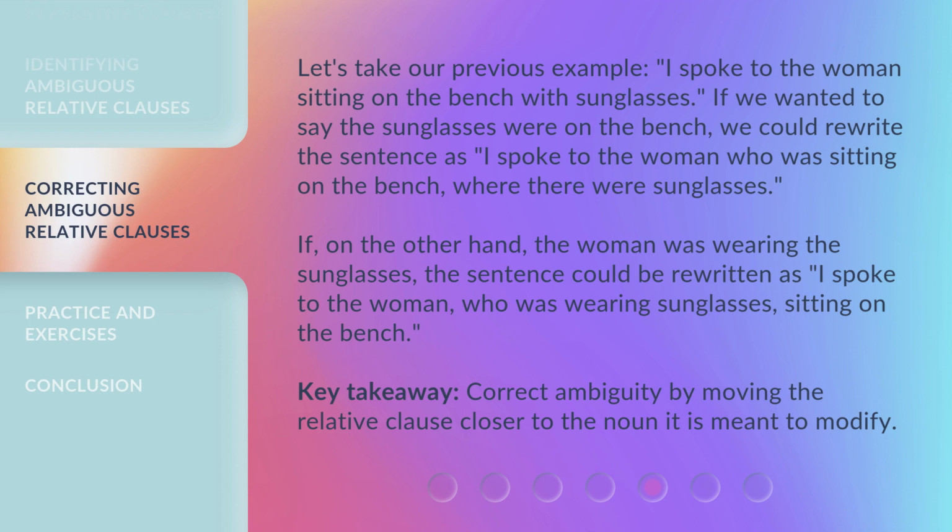If we wanted to say the sunglasses were on the bench, we could rewrite the sentence as, I spoke to the woman who was sitting on the bench, where there were sunglasses. If, on the other hand, the woman was wearing the sunglasses, the sentence could be rewritten as, I spoke to the woman, who was wearing sunglasses, sitting on the bench. Key takeaway. Correct ambiguity by moving the relative clause closer to the noun it is meant to modify.